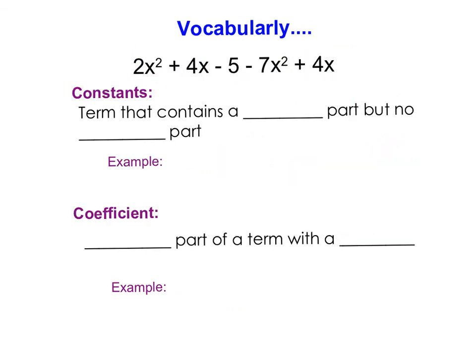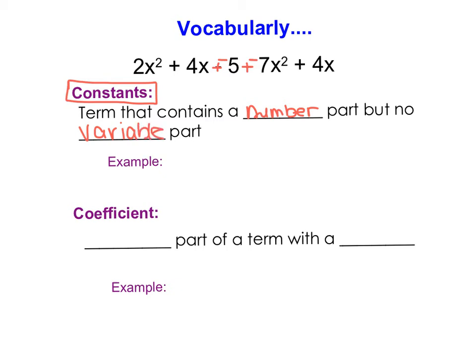So now we're going to define these next two terms called constants and coefficients. And to start this off, I'm again going to utilize keep, change, change here because I need to be able to accurately identify the signs of those terms. And then I'm going to look at my definition. So the first word we're going to define is this word constants. And a constant is a term that contains a number part, but no variable part.